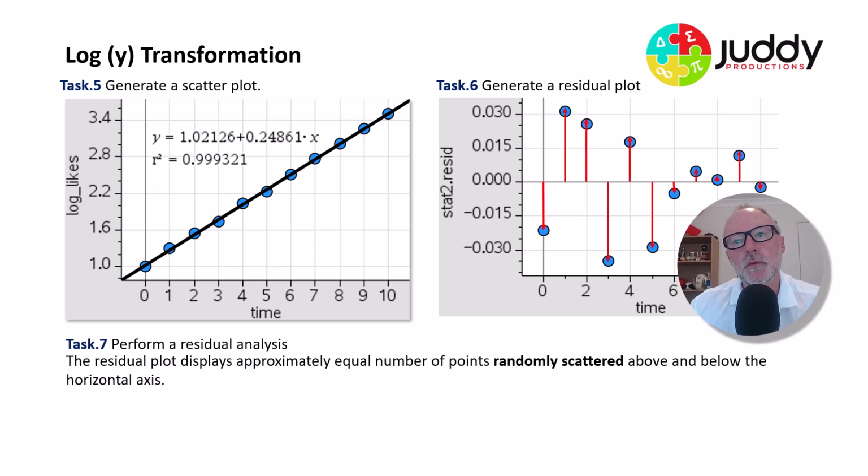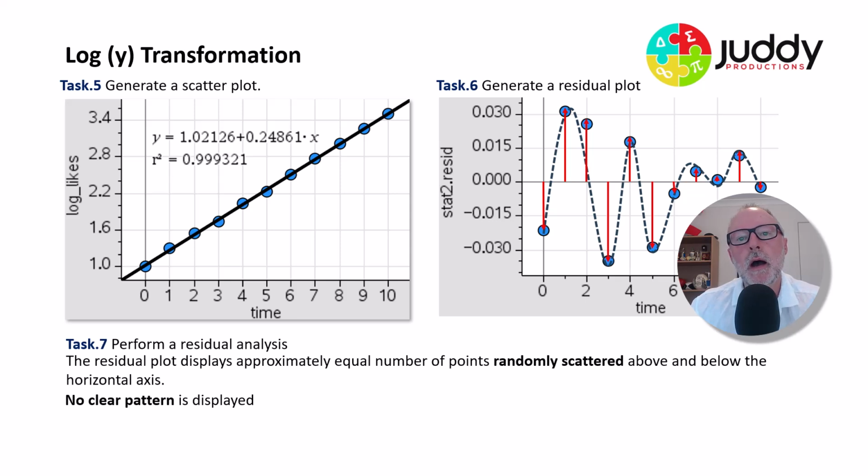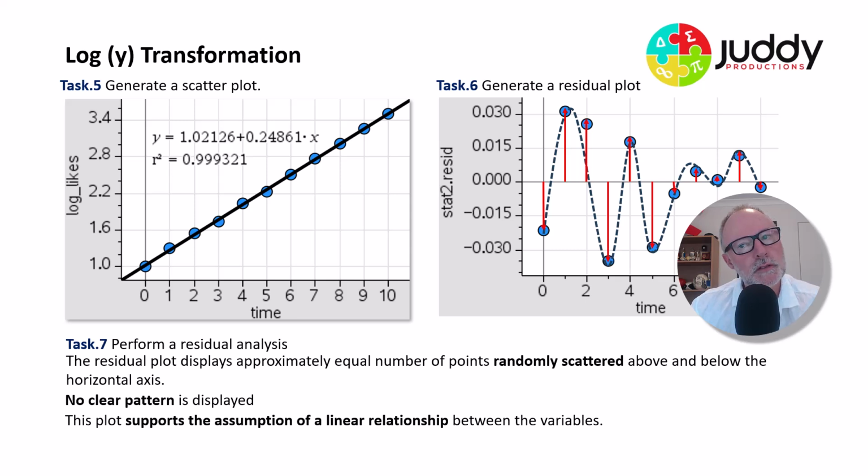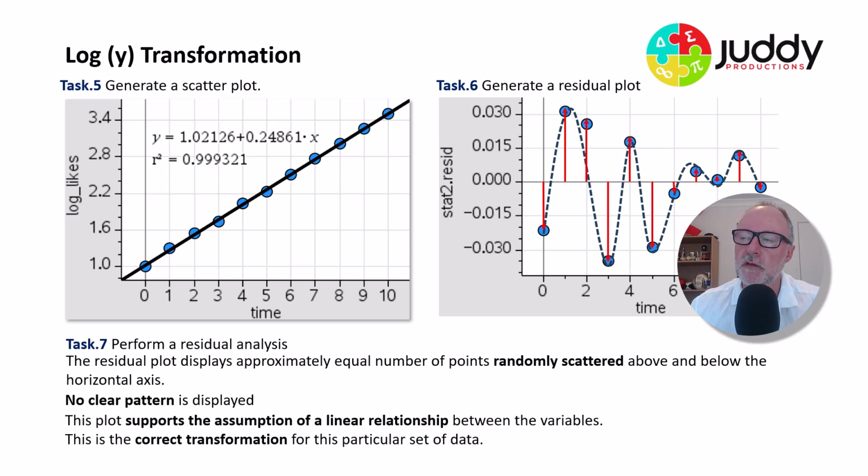So first of all, the residual plot displays approximately equal numbers of points randomly scattered above and below the horizontal x-axis. No clear pattern is displayed, meaning there's no above the line, below the line, then above the line that you get in a smiley face pattern, and there's no below the line, above the line, below the line that you'd get in a frowny face pattern. This plot supports the assumption of a linear relationship between the variables. This is the correct transformation for this particular set of data.